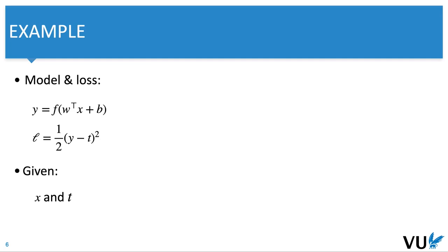Let's say that we have a super simple example. This is not a classification, this is a regression task. We have a regression model, some f of w times x plus b, so a very simple example. And our loss function is just mean squared error, okay? And we have given x and t. So how does it work? Let's say that this is a neural network with a super simple structure.